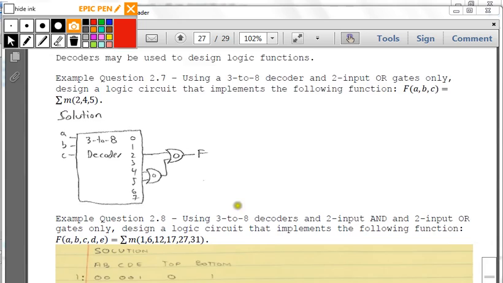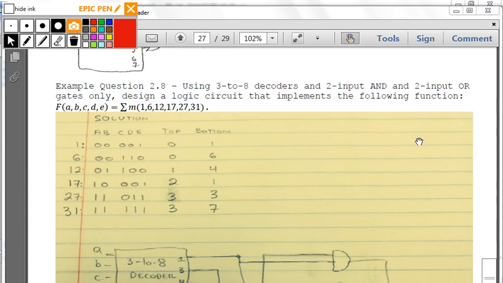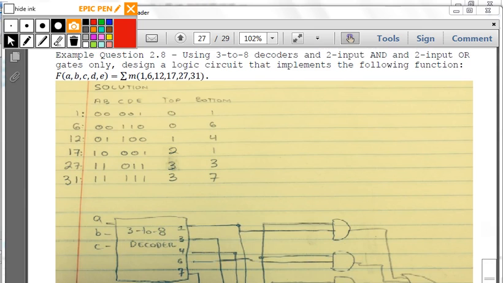So here we have: using 3-8 decoders and 2-input AND gates and 2-input OR gates only, design a logic circuit that implements the following function. So this actually goes up to 5 variables, but the 3-8 decoder only handles 3 variables, right?